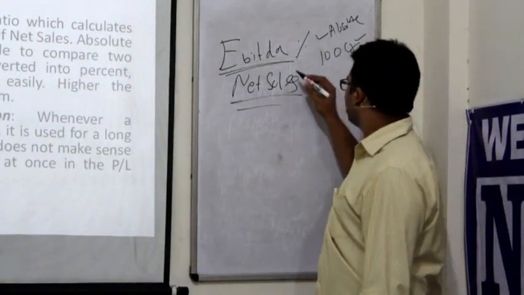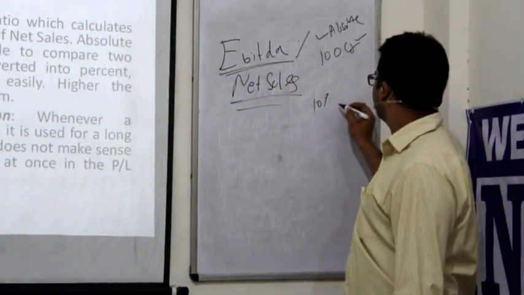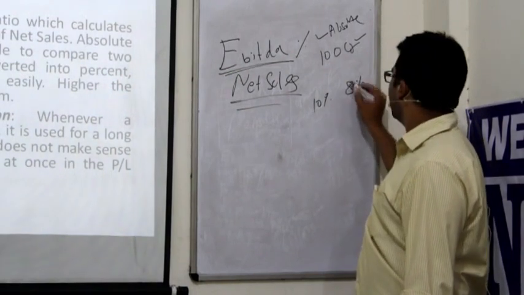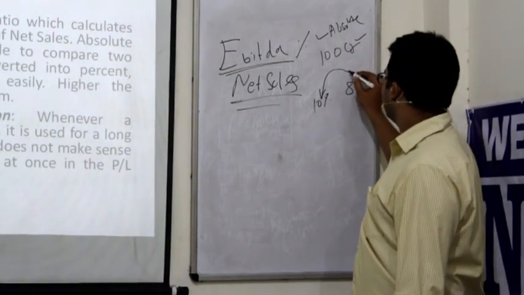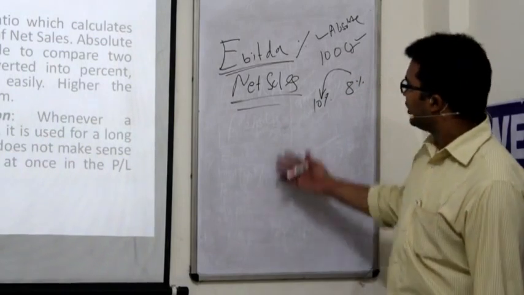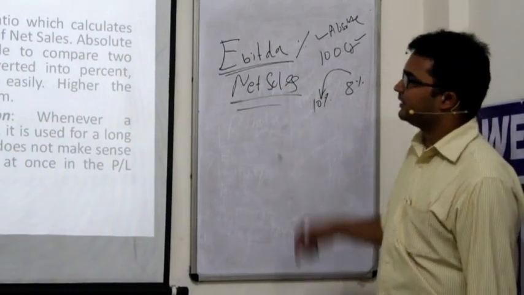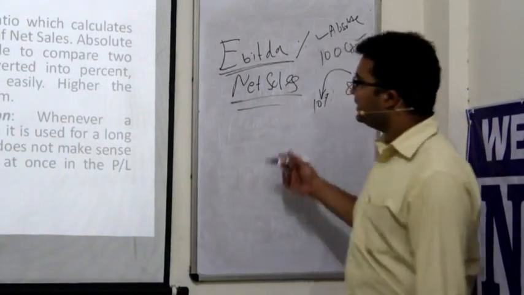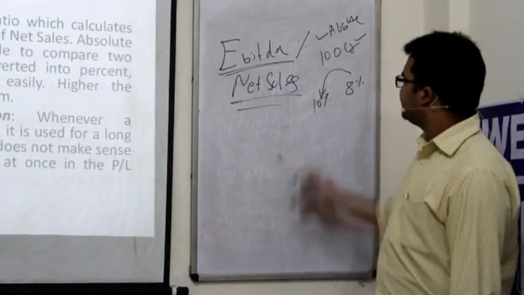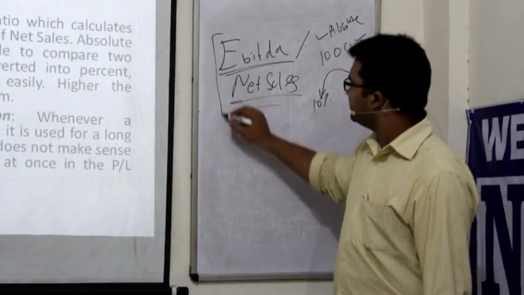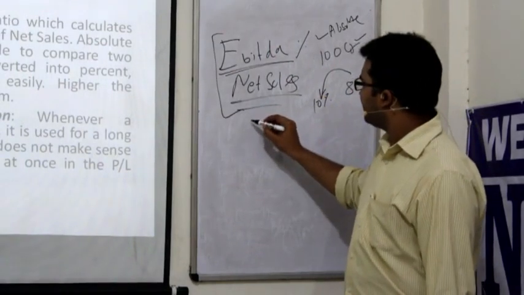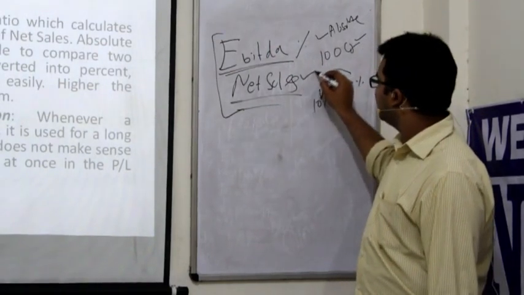So if I say EBITDA to net sales is 10% with respect to 8% before, that means the EBITDA has increased, which finally means the operating profit and operating margin have increased. So higher EBITDA, better for the firm. So we are much more concerned about the EBITDA margin rather than only net sales.